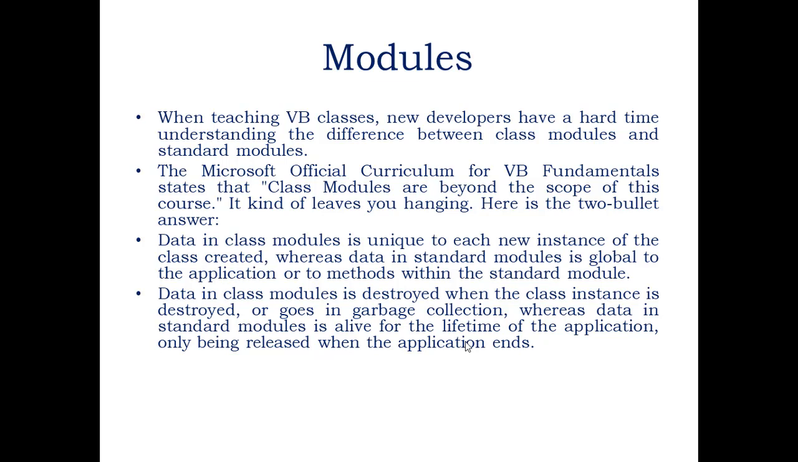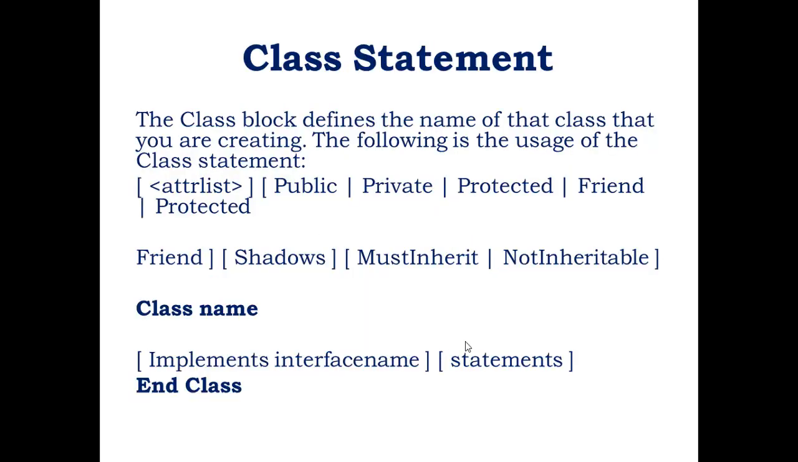Data in class modules is unique to each new instance of the class created, whereas data in standard modules is global to the application or to methods within the standard module. Data in class modules is destroyed when the class instance is destroyed or goes to garbage collection, whereas data in standard modules lives for the lifetime of the application, only being released when the application ends.